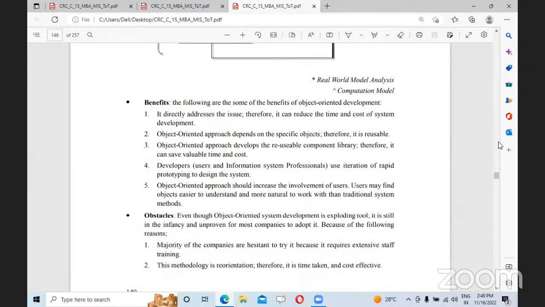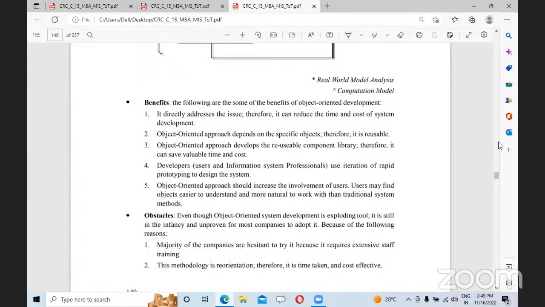And what are the benefits with this one? It directly addresses the issue. Therefore, it can reduce the time and cost of system development. The object-oriented approach depends on specific objects. Therefore, it is reusable. The object-oriented approach develops a reusable component library. Therefore, it can save valuable time and cost.